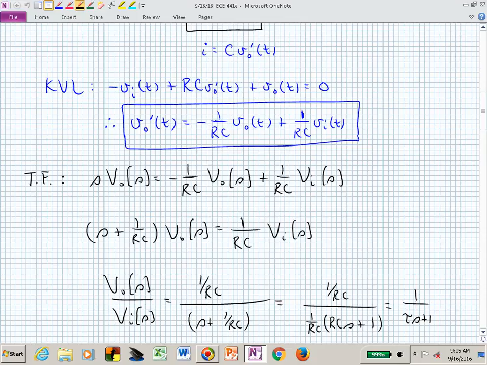And that's a first order system. You can see that because you now have a polynomial in the denominator of first order. And where's our pole located?